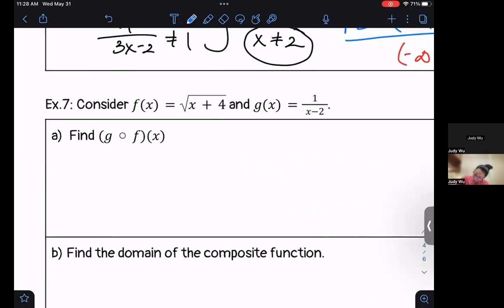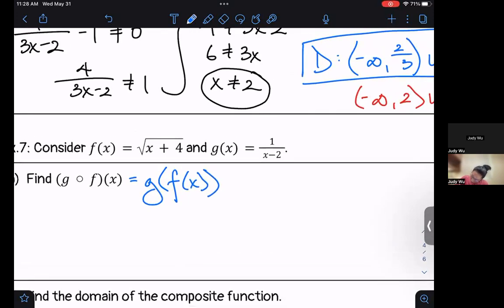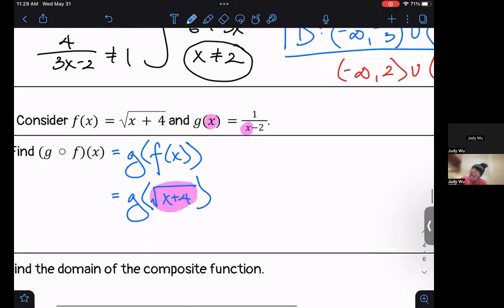So find g of f of x. That's the same thing as saying g, but instead of putting in x, we put in f of x. We're putting the f function inside the g function. This is going to give us g of the square root of x plus 4. This is my output. And then everywhere I see the x in the g function, I'm going to replace that with the square root of x plus 4.